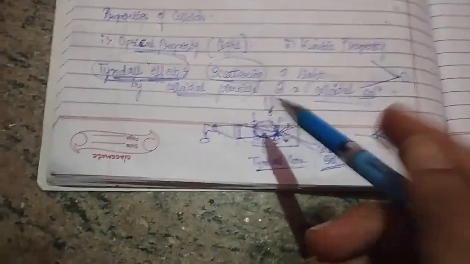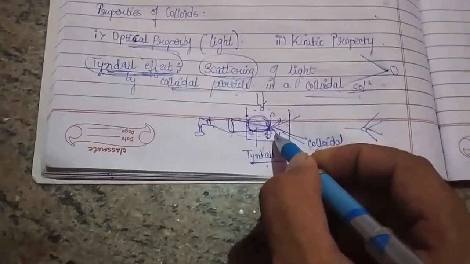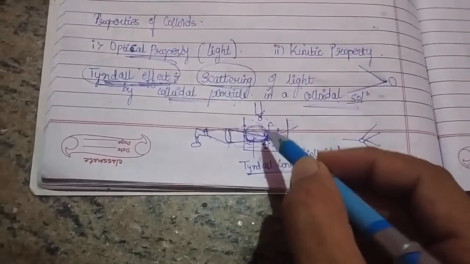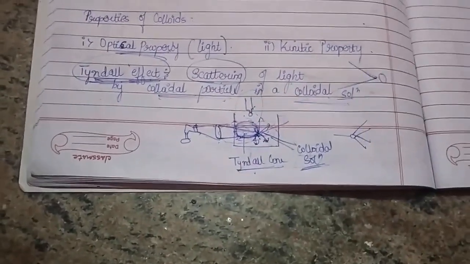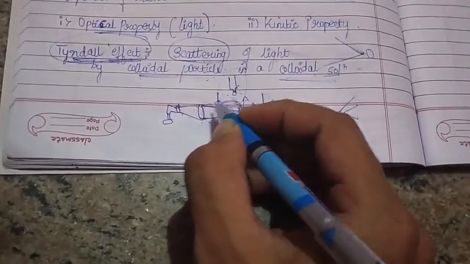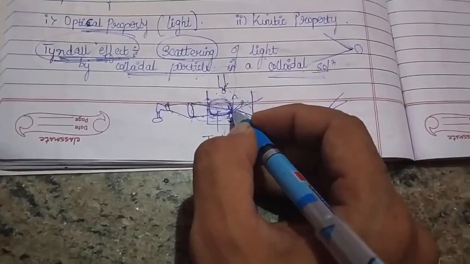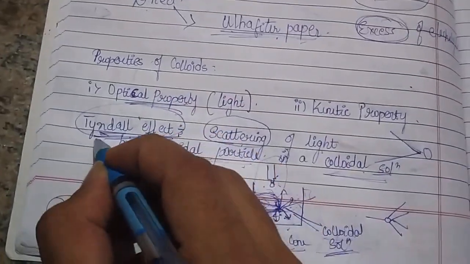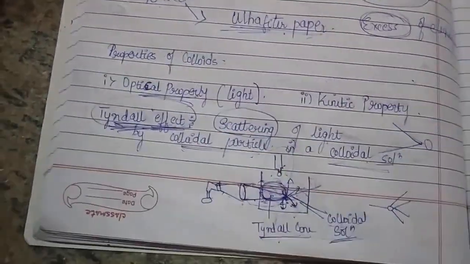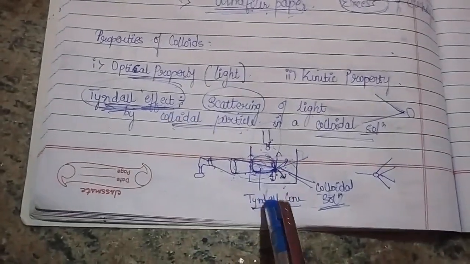So whenever a light is passed through a colloidal solution and we observe it through the microscope at a right angle, we can observe a bright cone. And this bright cone is mainly because of what? Yeah, the scattering of light by the colloidal particles in a colloidal solution. So this phenomenon is called the Tyndall effect. So whenever you are asked what is Tyndall effect, you have to answer in this way.